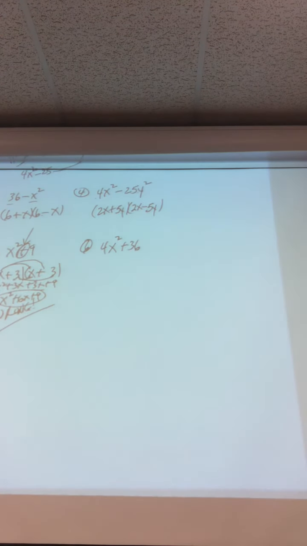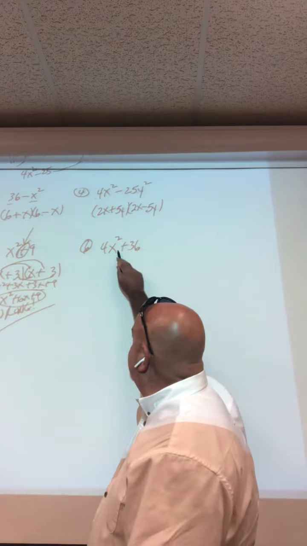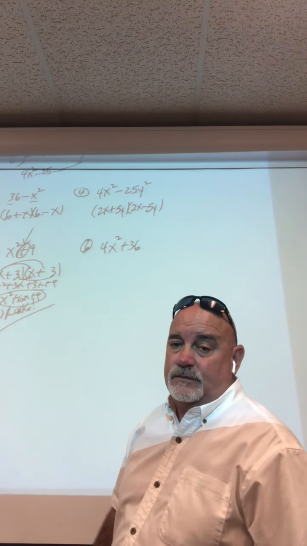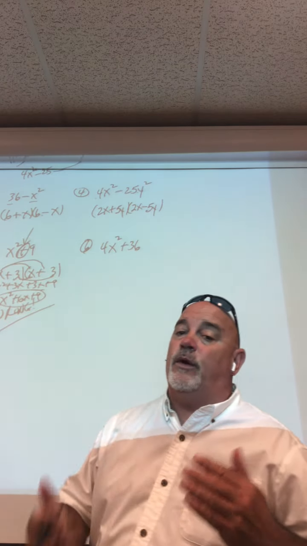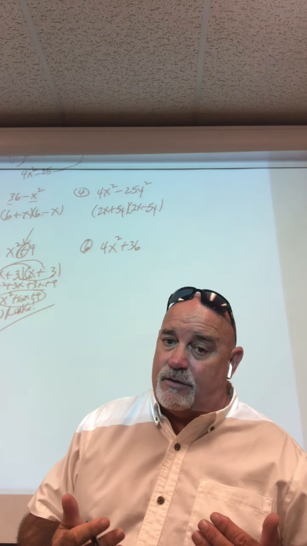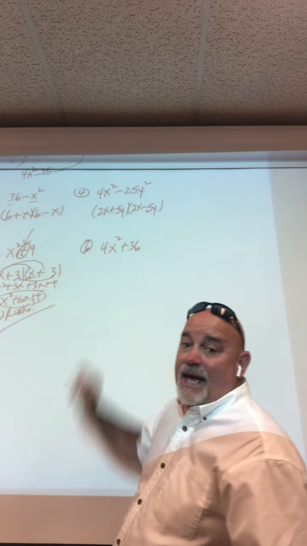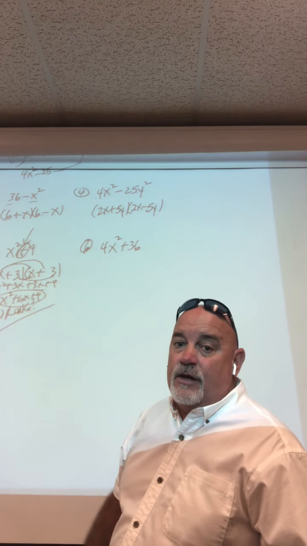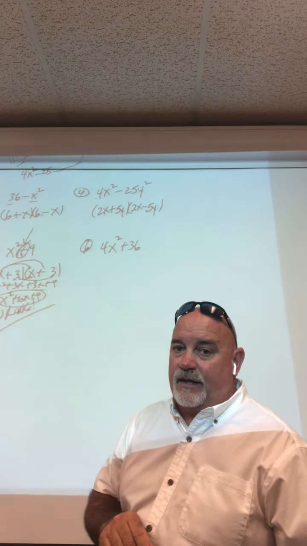You say, well, Mr. Rayner, why isn't this prime? Because it's not the difference of two perfect squares. You just told me that this has got to be a minus. I did. Well, then why isn't this prime? What do you look for before you check for difference of two perfect squares? You look for a GCF. This problem has a GCF. So GCF always comes before anything else.